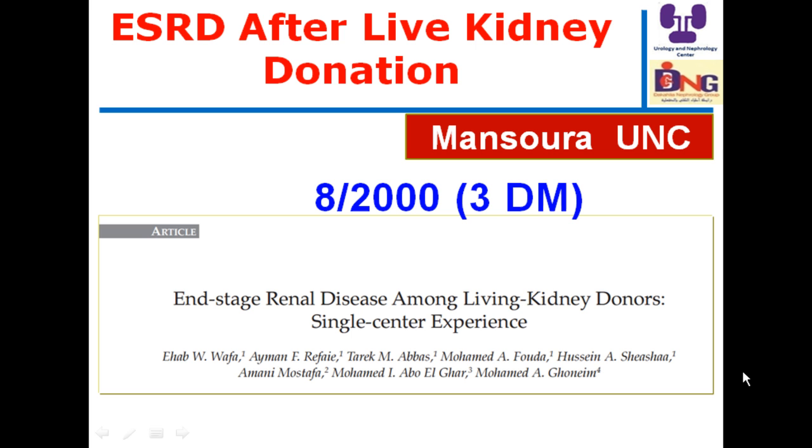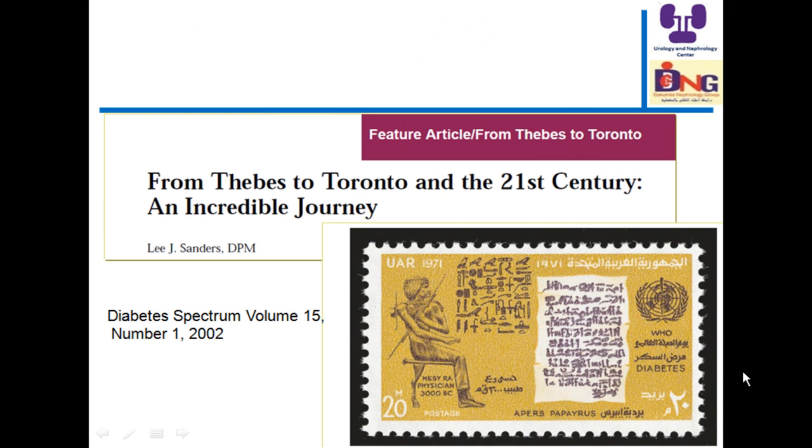And this is the end-stage renal disease among our cohort of kidney donors: 8 out of 2,000, and 3 of the 8 who developed end-stage kidney disease after kidney donation had diabetes. So even if this is like the general population, we should combat the development of diabetes and obesity.